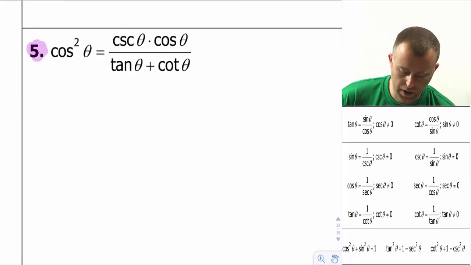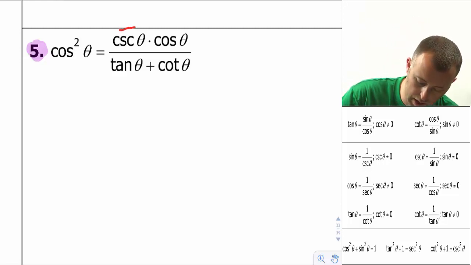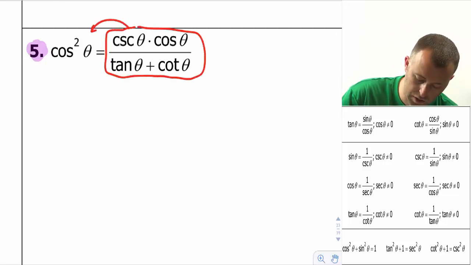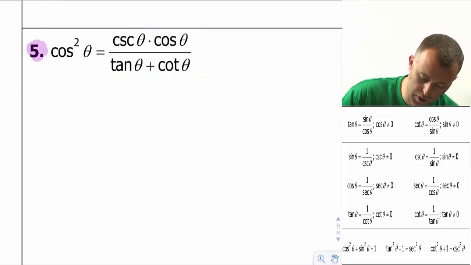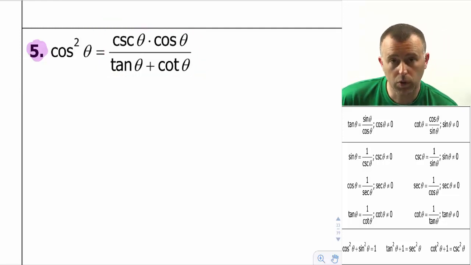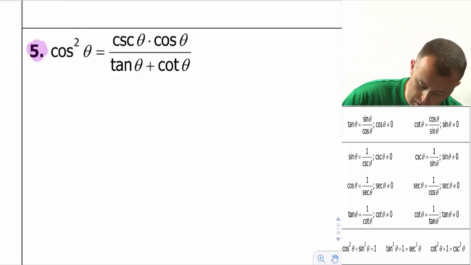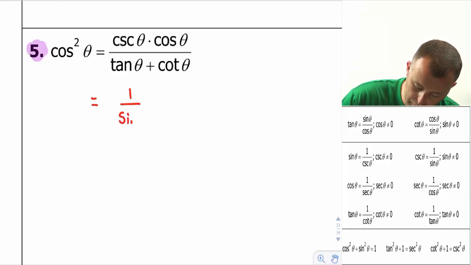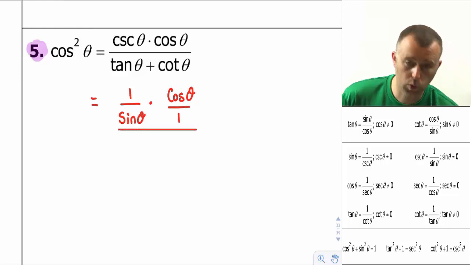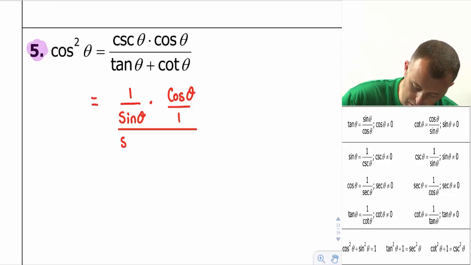All right, so number 5, what we're going to need to do here is get this right-hand side to turn into a cosine squared. In order to do that, it looks like we have some reciprocal and quotient identities that I can apply. So I'm going to write my right-hand side as 1 over sine theta times cosine theta over 1, divided by, now I'm going to use some quotient identities, tangent is sine theta over cosine theta plus cosine theta over sine theta.